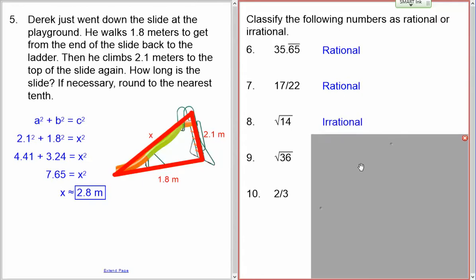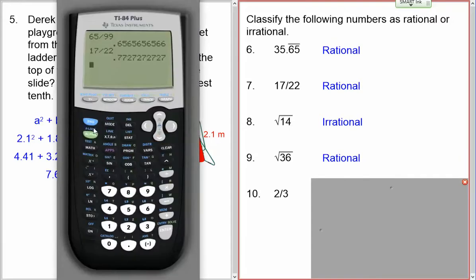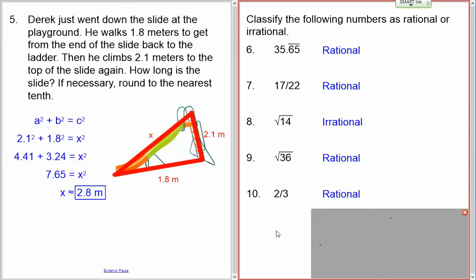Square root of 14 is irrational. The only way that we're going to do a square root of a number and have it be rational is if that number inside the radical was a perfect square. 14's not. 36 is. So the square root of 14 is a non-terminating, non-repeating decimal. That's irrational. Square root of 36 is very much terminating. That makes it rational. 2/3, again, it's written as a fraction. That means it's rational.